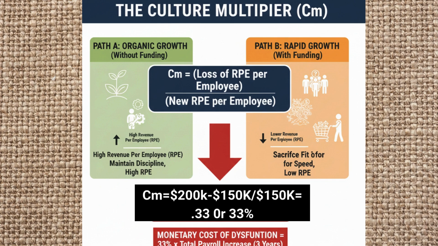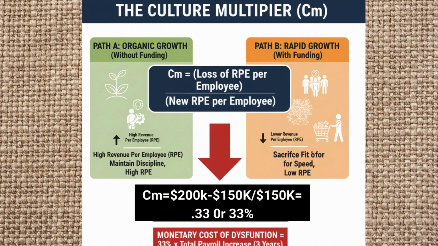If your revenue per employee drops from 200,000, or 2 lakhs per employee, to 1.5 lakhs per employee due to rapid hiring, your cultural multiplier is 0.33. Now, how do we take action in order to protect our organization? The actionable step is to multiply this 33% by the total projected payroll increase over the next 3 years. That number is the monetary cost of hiring not-so-great people, the financial waste created by sacrificing cultural fit for speed within the organization.